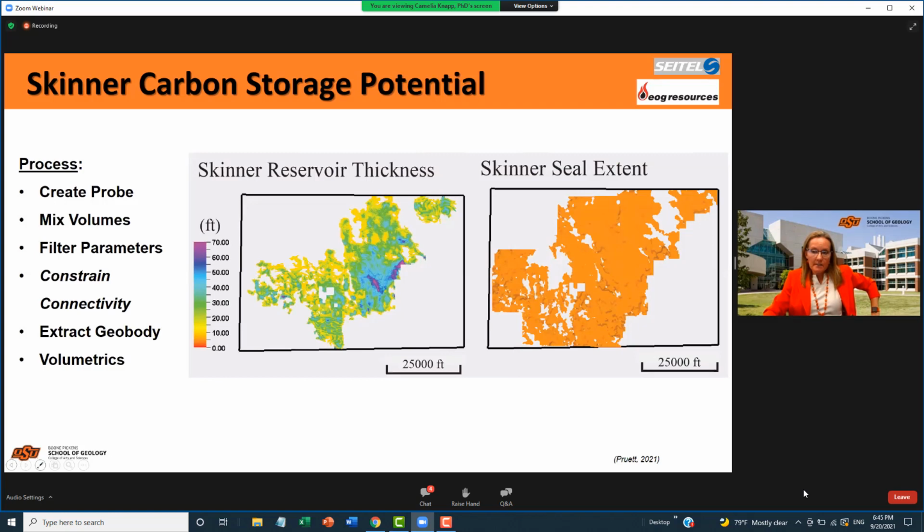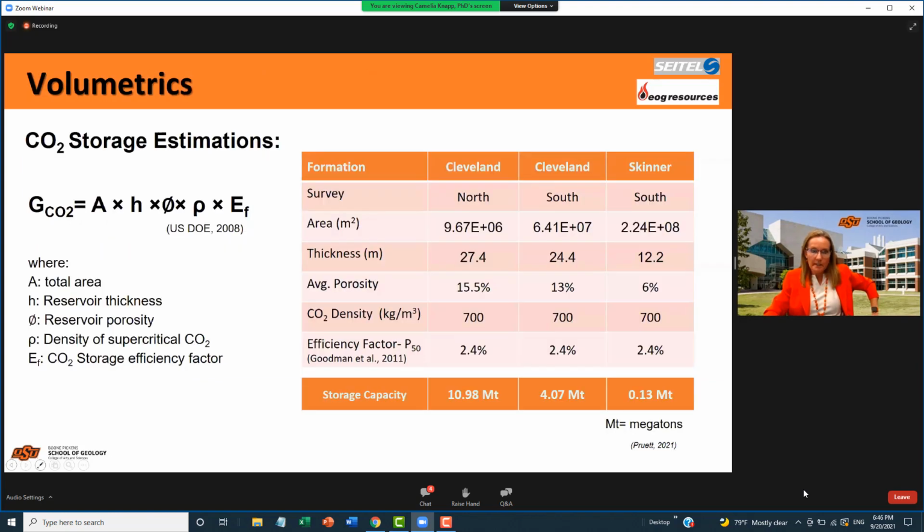The Skinner is a tight, thick formation with intervals of relatively higher porosities overlain by the Flu Formation that is a potential seal and is absent of sandstone in the study area, and it is predominantly shale. And this Flu Formation is regionally extensive over at least our study area.